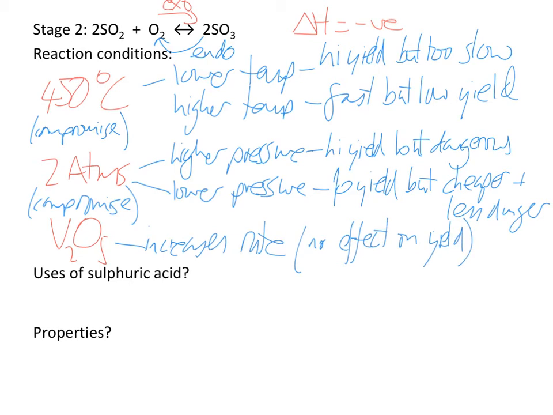Now, what do we use sulfuric acid for? And when I ask a class this, they generally give me some nice answers about, we use sulfuric acid to do some nice reactions in the lab. It reacts very nicely with magnesium ribbon, producing magnesium sulfate and hydrogen. And that's true, but it's not really an industrial use of sulfuric acid.